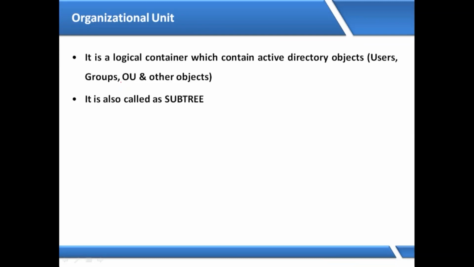Like our domain name is what? Zoom.com. Inside the domain, the OU is acting like a subdomain. That's why it is called a subtree. So in the coming days session, we will be discussing what a tree means. Tree is a collection of multiple domains. But presently we are working on a single domain. So inside the domain, the OU acts like a subdomain. That's why it is also called a subtree.